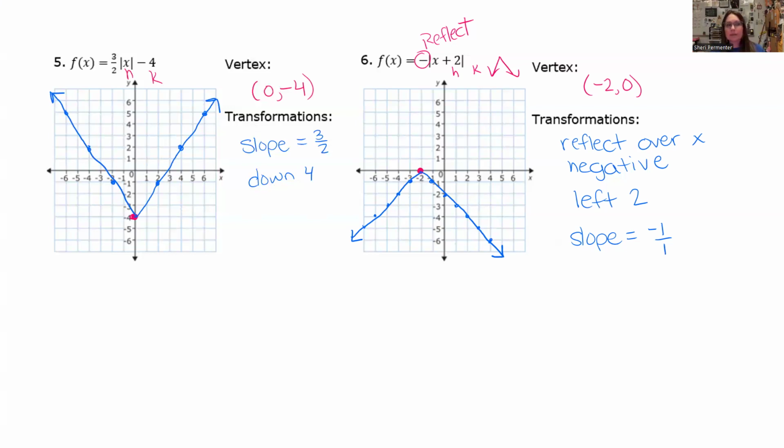Is this... It's going to be opposite. So opposite, and then that one stays the same. Good job.